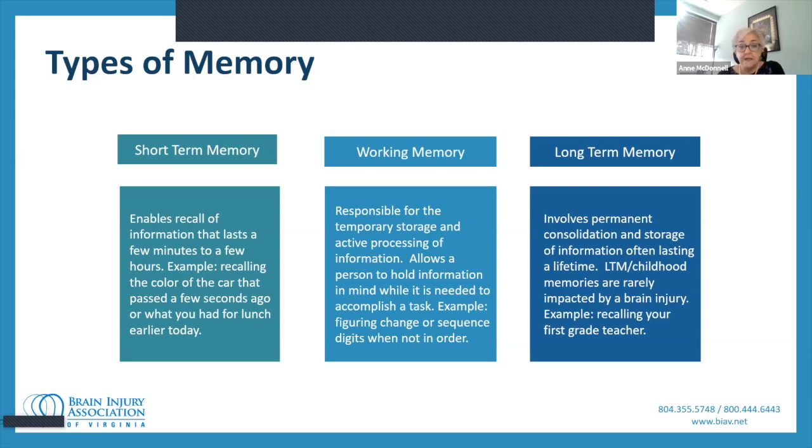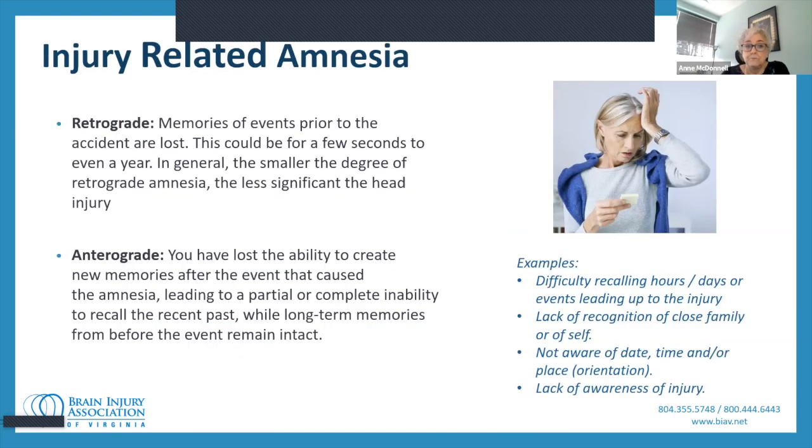Working memory is responsible for temporarily storing and actively processing information. And long-term memory involves permanent consolidation and storage of information that's to last a lifetime. Interestingly enough, folks with brain injuries very rarely have problems with long-term memories because those childhood memories were encoded and stored. But persons with brain injuries may very well have problems with working memory or short-term memory.